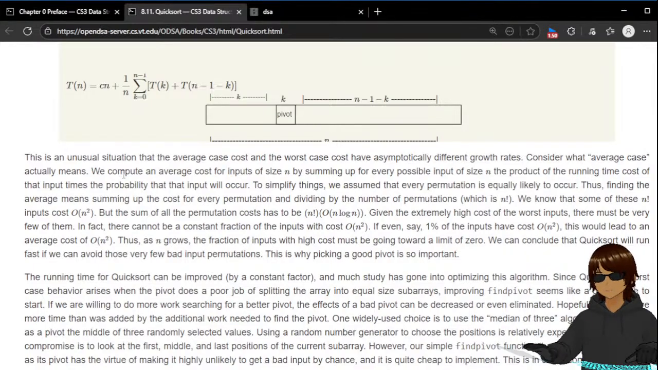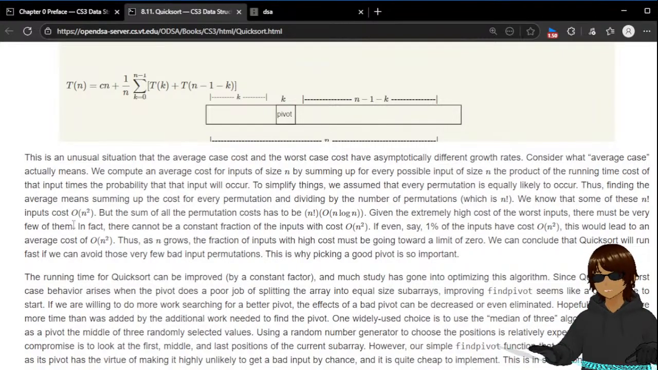Consider what average case actually means. We compute an average cost for inputs of size n by summing up, for every possible input of size n, the product of the cost of that input times the probability that input will occur. To simplify things, we assume that every permutation is equally likely to occur. Thus, finding an average means summing up the cost for every permutation and dividing by the number of permutations, which is n factorial. We know that some of these n factorial inputs cost O n squared, but the sum of all the permutation costs has to be n factorial times O n log n, giving extremely high cost of the worst inputs.